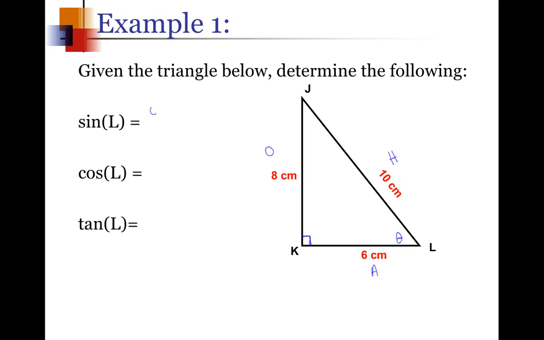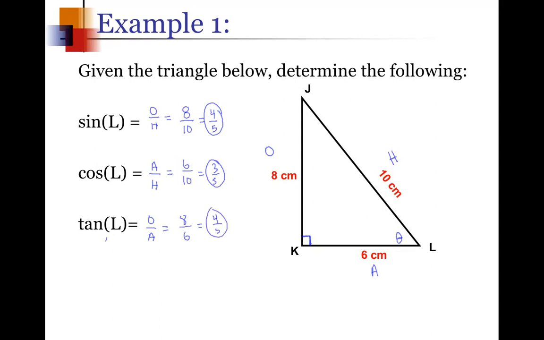Should have had that drawn in, sorry. So sine is opposite over hypotenuse. Cosine is adjacent over hypotenuse. And tangent is opposite over adjacent. Therefore, the sine of L, now that I have it labeled, is going to be 8 over 10 or 4/5. The cosine is going to be adjacent over hypotenuse, so 6 over 10 or 3/5. And finally, the tangent is going to be 8 over 6, which is 4/3.